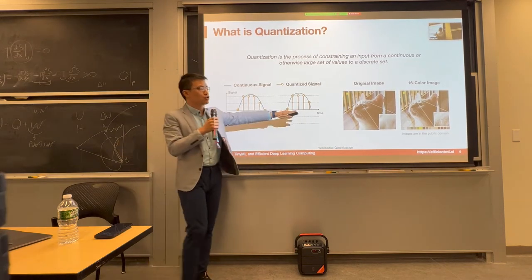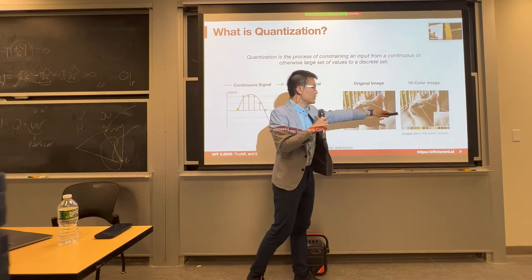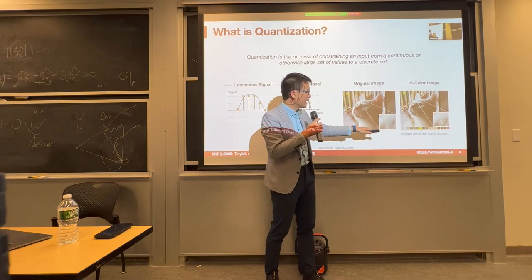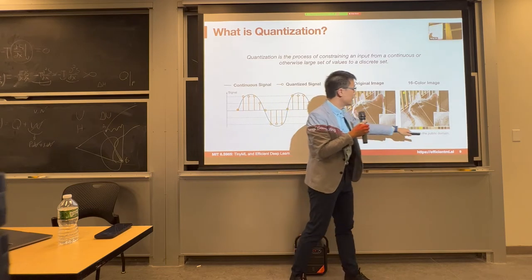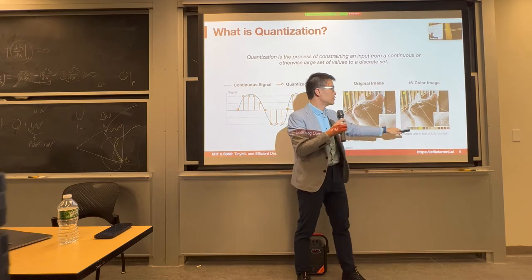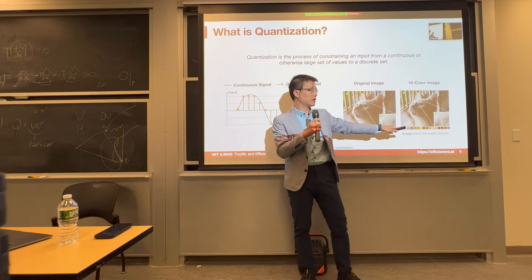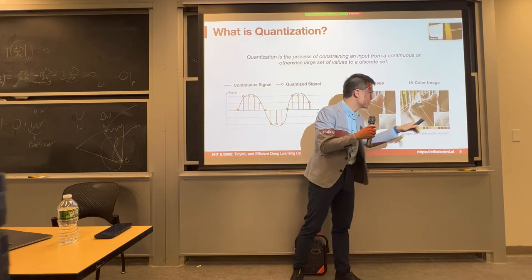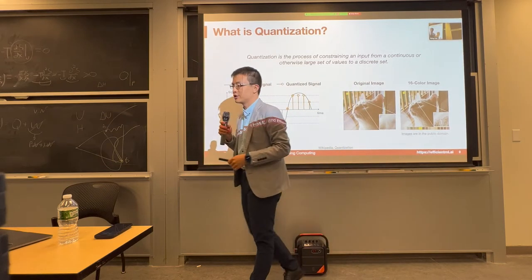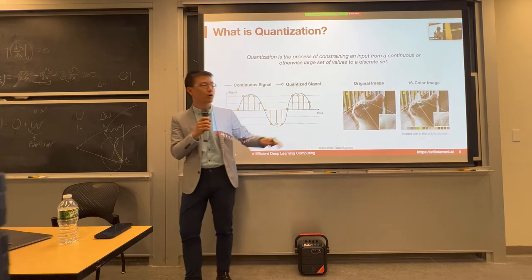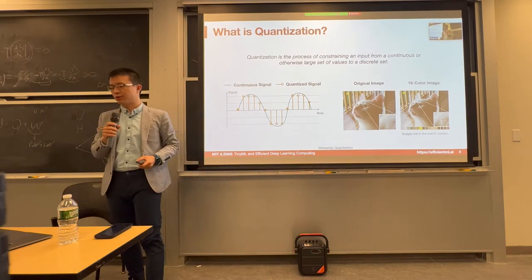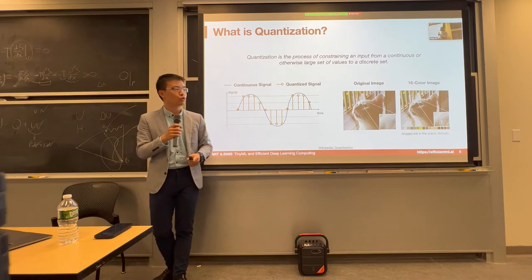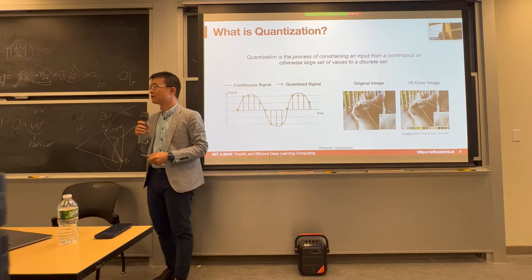On the right hand side is an example of quantizing an image. This is the original image. Now we are quantizing it into several palette types. We have only a certain number of colors, and each pixel can only choose from one of these colors. It's also called a palette. We have only a fixed number of choices that we can pick for the whole image.